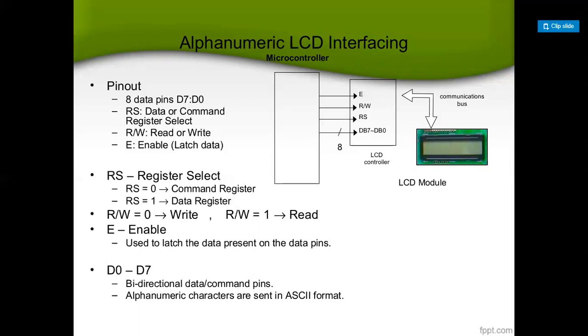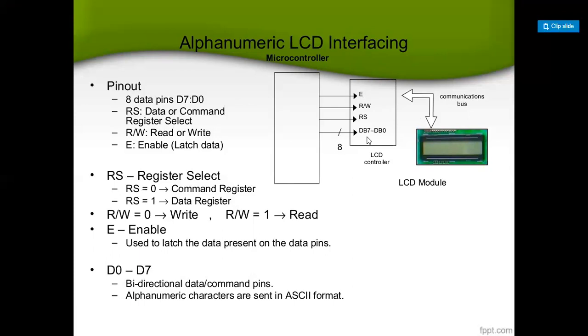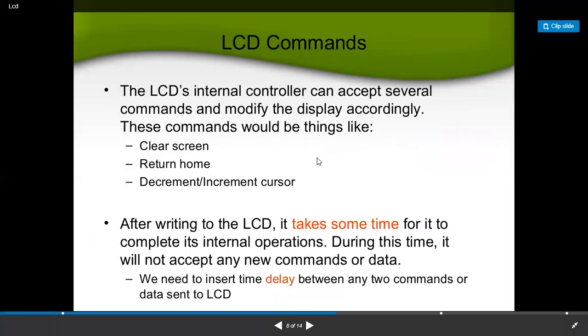This is my LCD module, and this is my communication bus. This is for enable, read and write. RS is the register select, and DB0 to DB7 are the data lines, that is the LCD controller, and this is my microcontroller. Next is LCD commands.